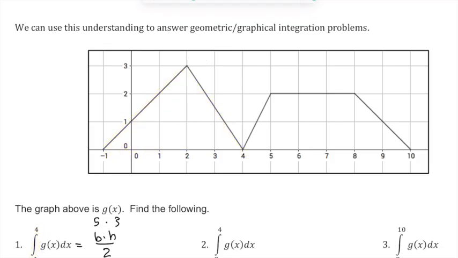Question 2. Find the area under the curve from negative 2 to 4 of the function g of x. So that is this area here. Again, that's another triangle. So we're going to call it base times height divided by 2. So the base here is going to be equal to 2. The height is going to be 3. So this is going to be 2 times 3 divided by 2, which equals 3 units.